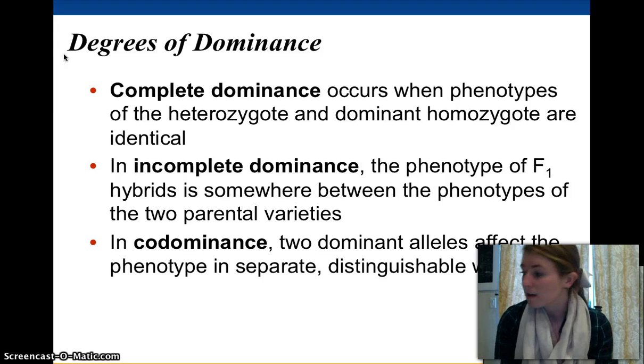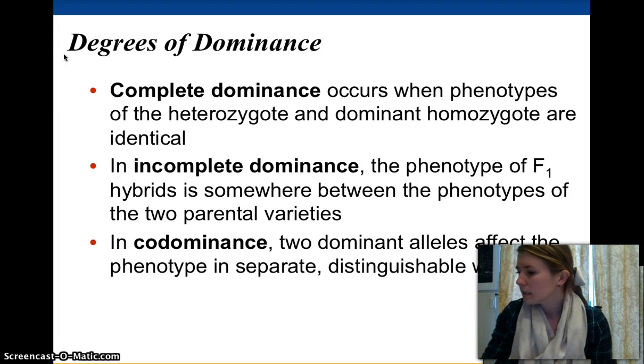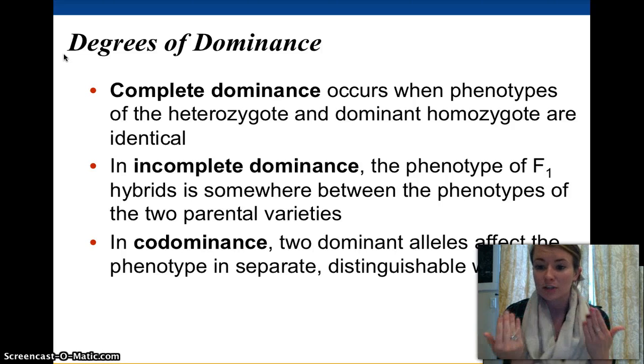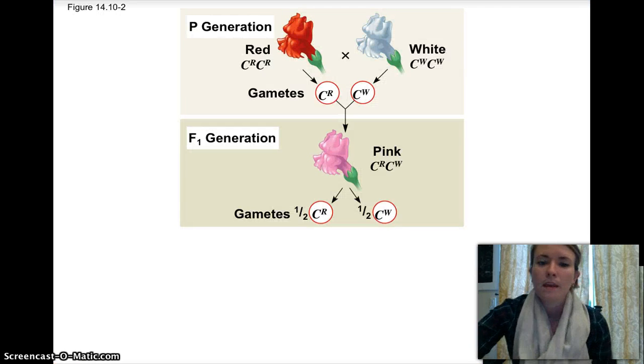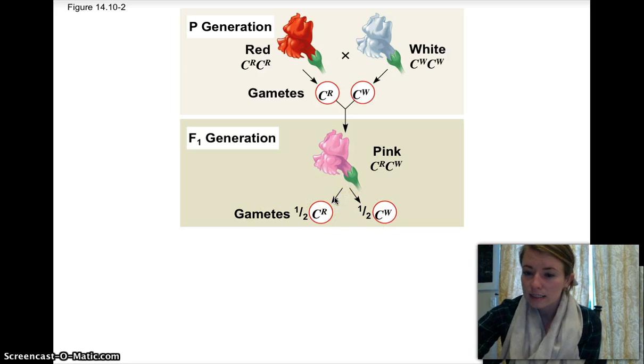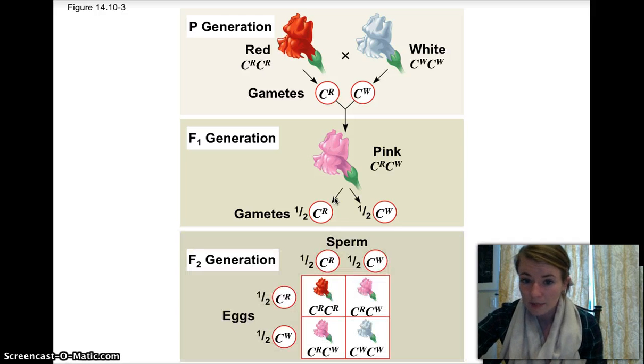For example, incomplete dominance. This is when one is not totally dominant over the other, so the middle one gets a mixture of the 2. For example, here in our P generation, we have a big C, big R, and a big C, big W. So red and white, homozygous for both of them, dominant and recessive. And then we cross them, and with 1 copy of each allele, the guy's pink. He's not one or the other like we would have expected him to be. So that is incomplete dominance. One is not completely dominant over the other.